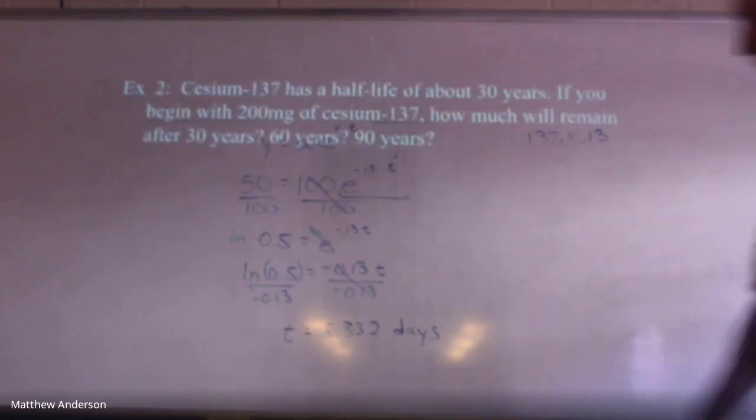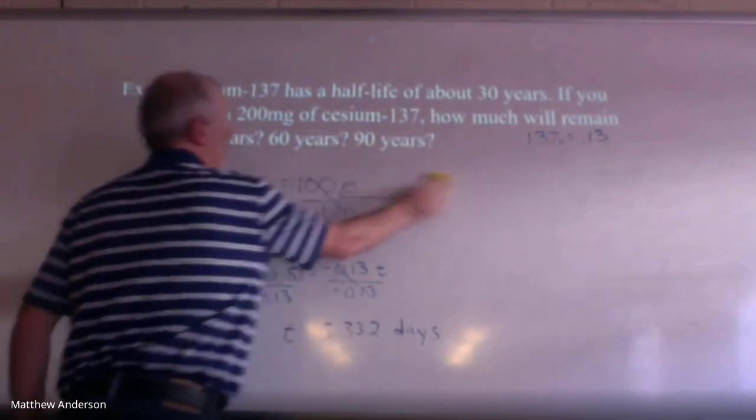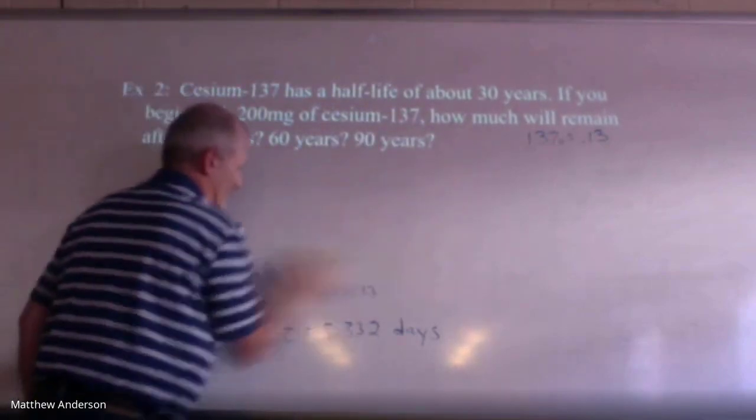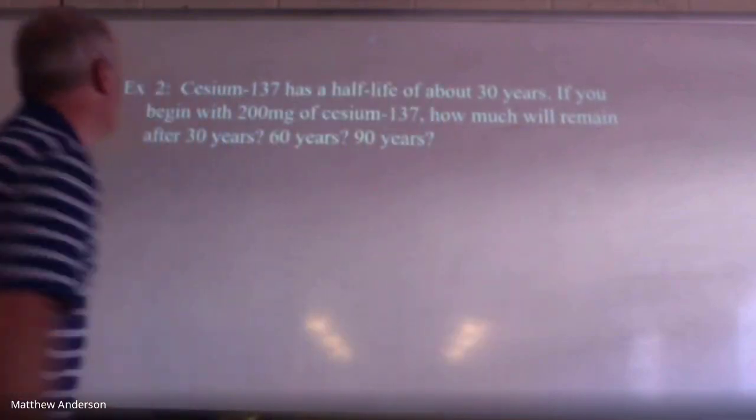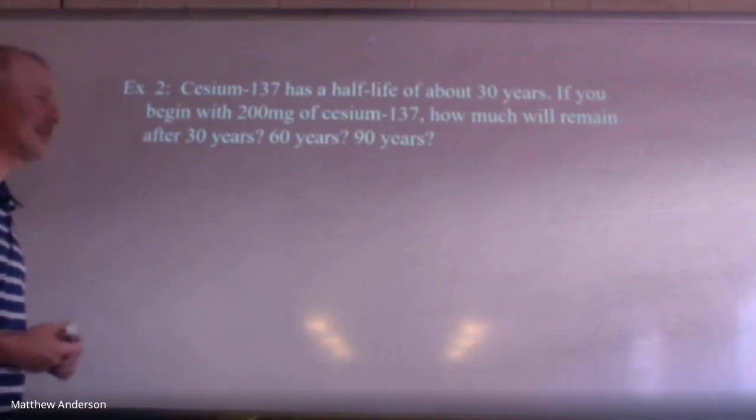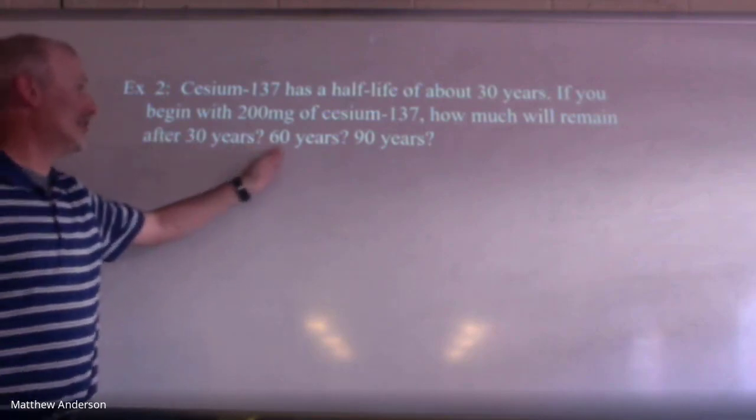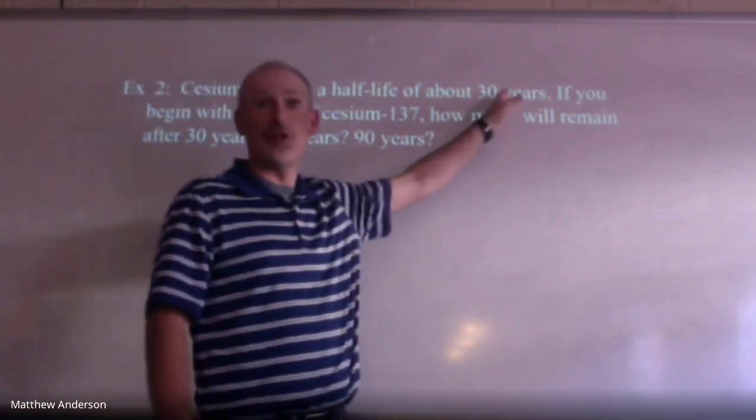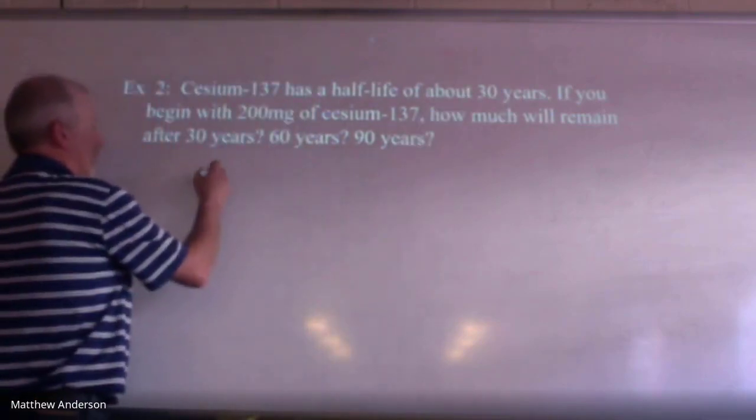All right. So next one, cesium-137 has a half-life of about 30 years. If you begin with 200 milligrams of cesium-137, again, the 137 is just part of the name, how much will remain after 30 years, after 60 years, and after 90 years? So this one, if you notice, 30 years, 60 years, 90 years, the half-life is 30 years. This is just a concept question, right? So here's how I want us to think about it.